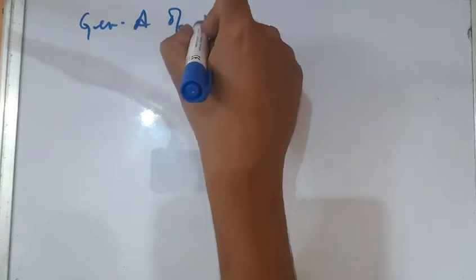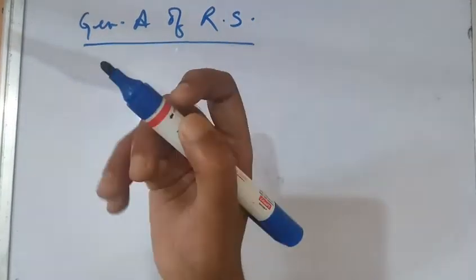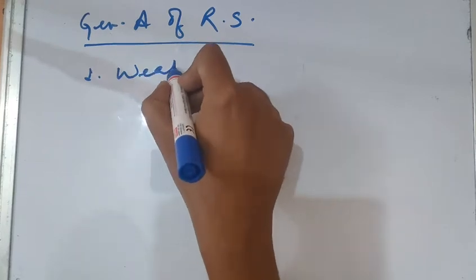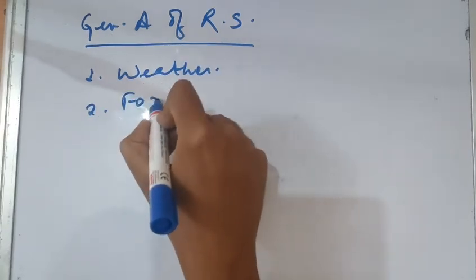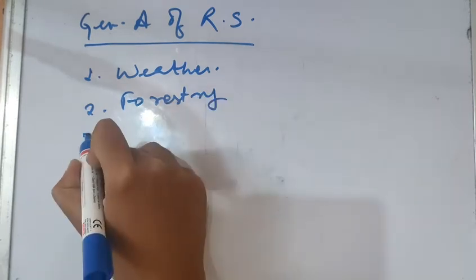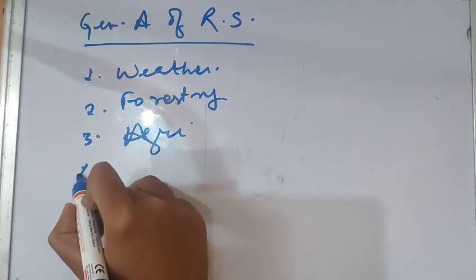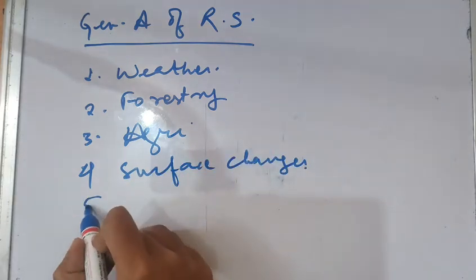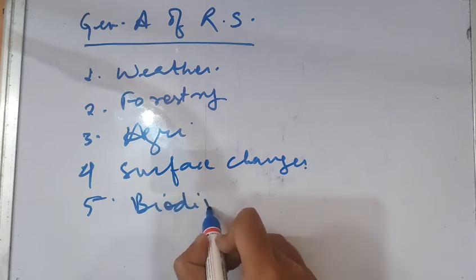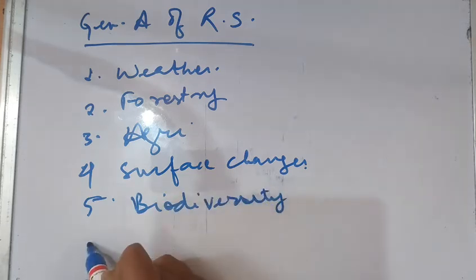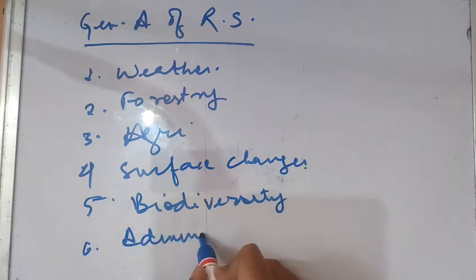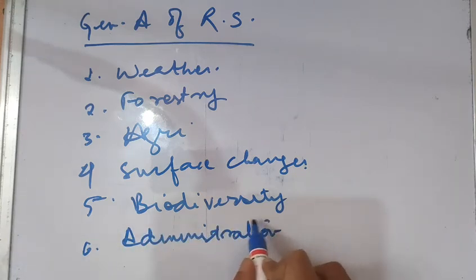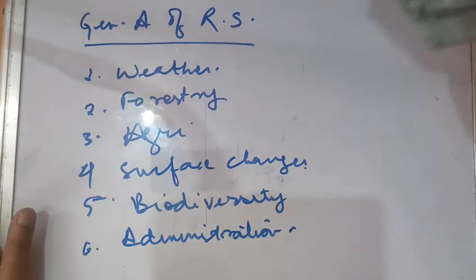Moving on, what are the major general applications of remote sensing? It helps in weather predictions, forestry, agriculture, measuring surface changes, and biodiversity conservation, to measure changes in biodiversity. It is helpful for administrative purposes. So these are the major general applications of remote sensing.